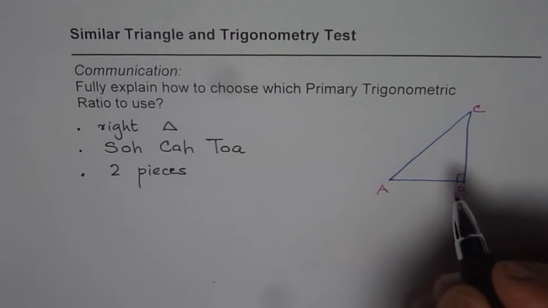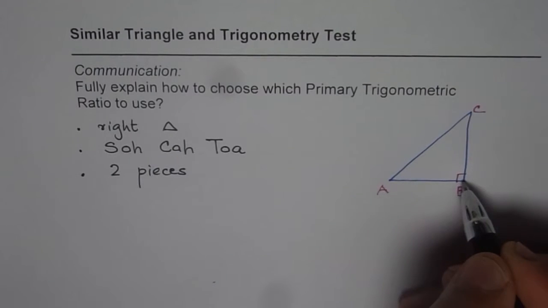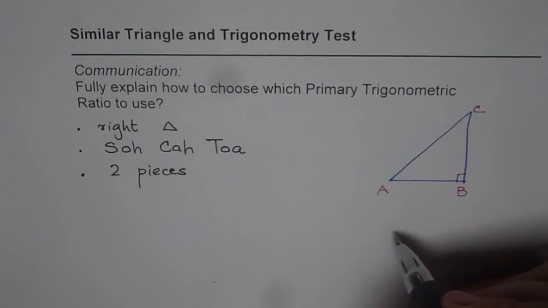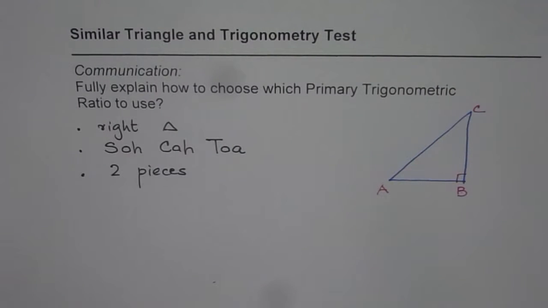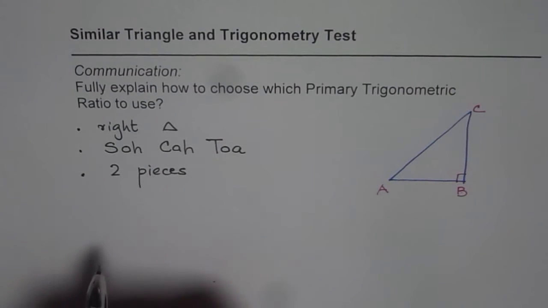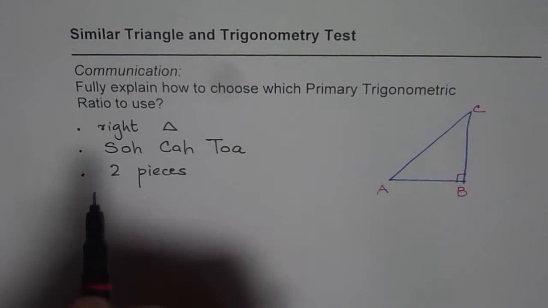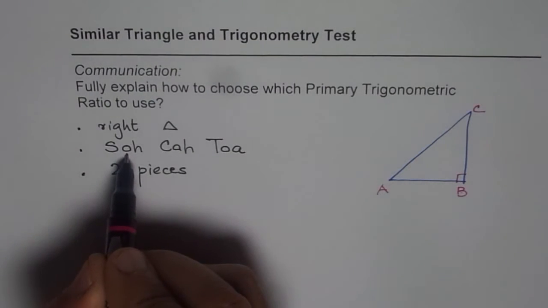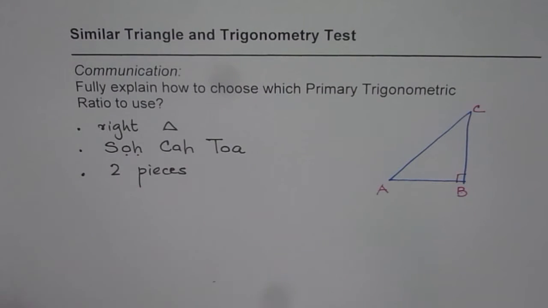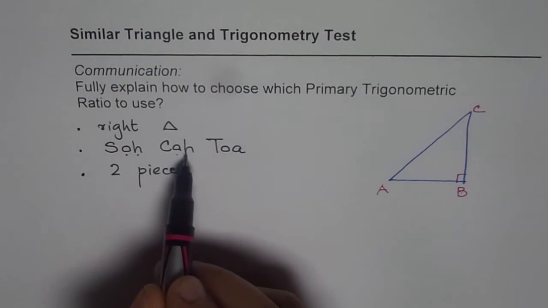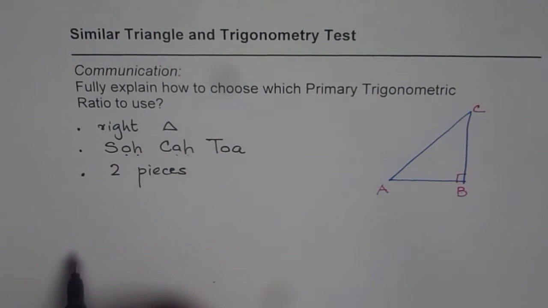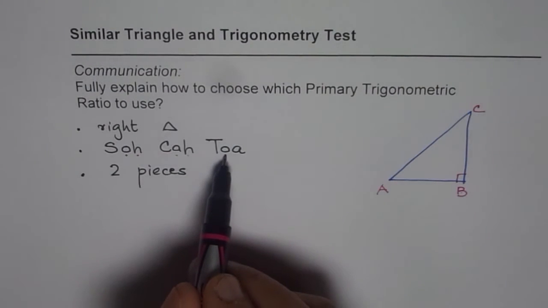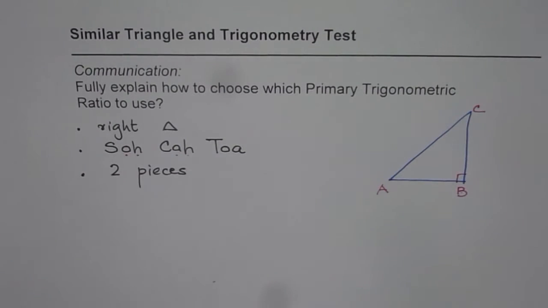That means we already know that one angle is 90 degrees. We should know either two sides, or we should know a side and an angle, right? Once we have information of two pieces, then we can figure out which trigonometric ratio we should use. Let us say that we have the opposite side and hypotenuse, then sine should be used. If we know the adjacent side and hypotenuse, cosine is the right choice. And if we know the opposite and adjacent sides, then we should go with tan. So that is one way of looking into it.